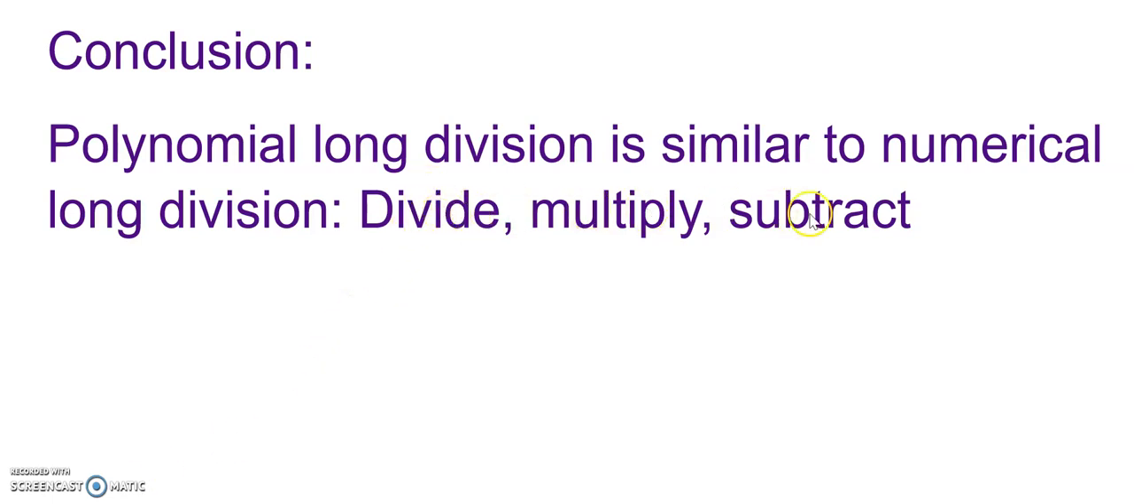Those steps: divide, multiply, subtract, repeat. Again, the big thing is with the subtraction, pay attention to positives and negatives. With the multiply step, make sure that you had set the original problem up correctly, put in 0 placeholders for any degree terms that are missing from the original polynomial that you are dividing.